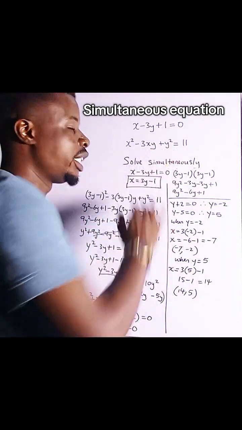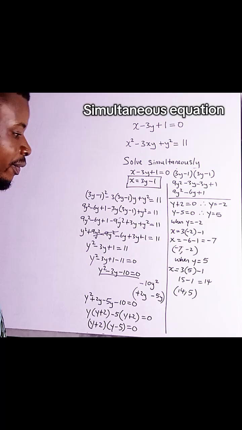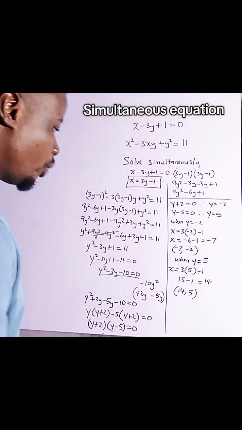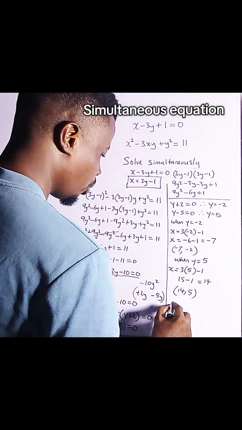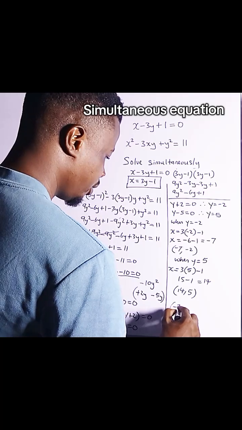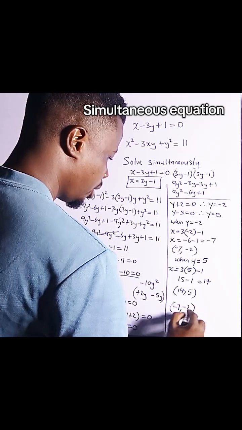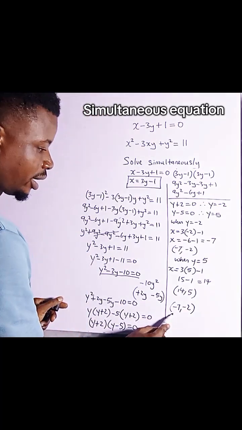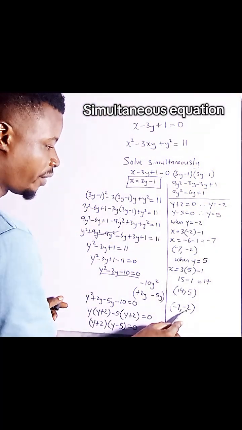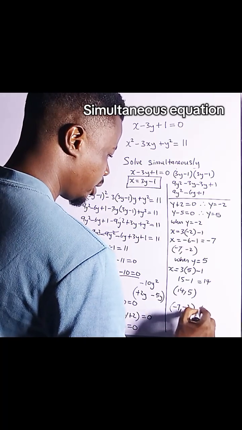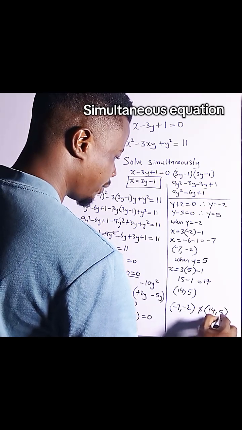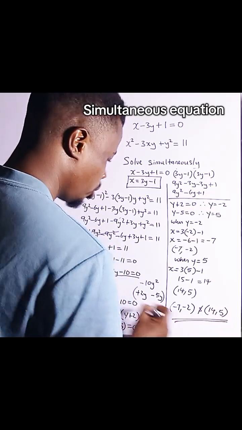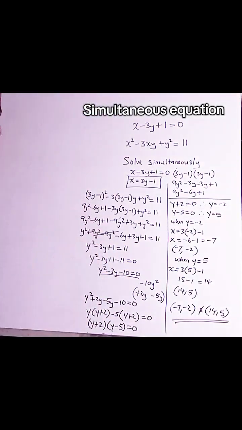Because of the non-linear equation, we're going to have two values of x and two values of y. So we can write them in coordinate form. The first value is minus 7 and minus 2. That means your x is minus 7 and your y value is minus 2. And you have 14 and 5. So this is the solution to the simultaneous equation above.